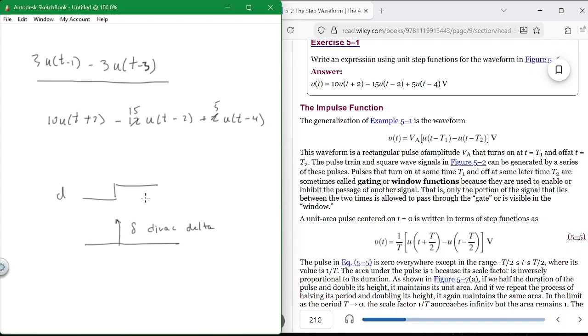If I took the integral of this function, what would I get? This is the derivative of that function. This is the derivative of that function. What would be the integral of that function? The ramp function. Okay?